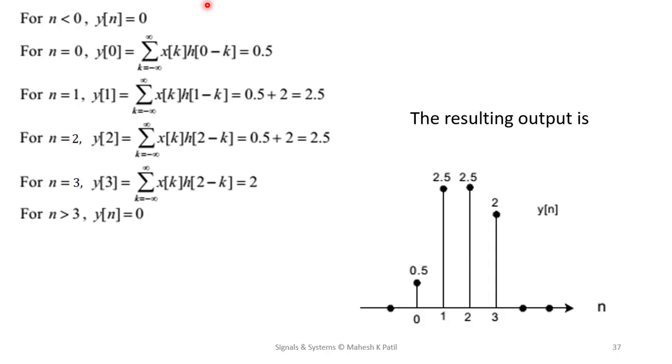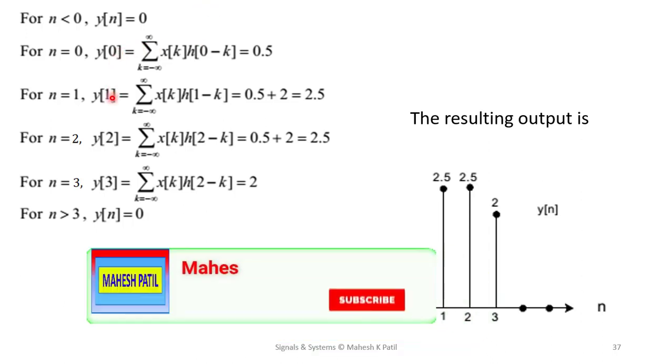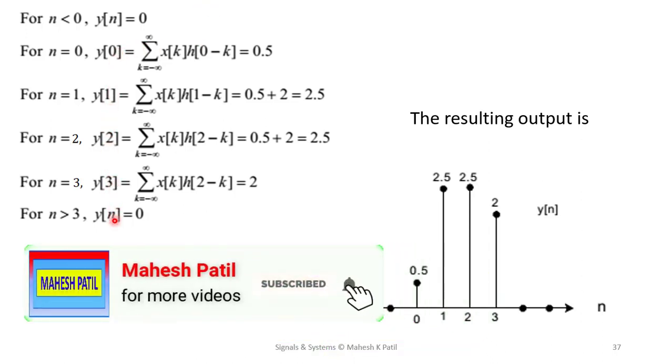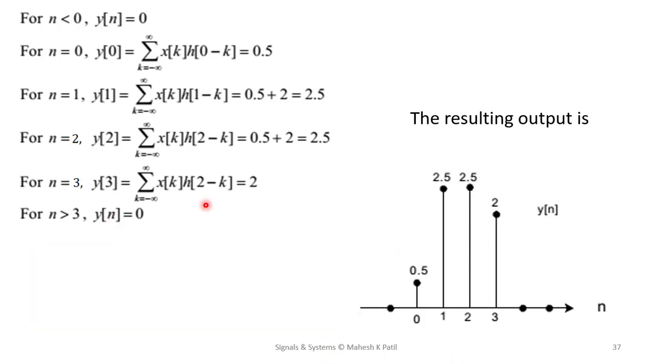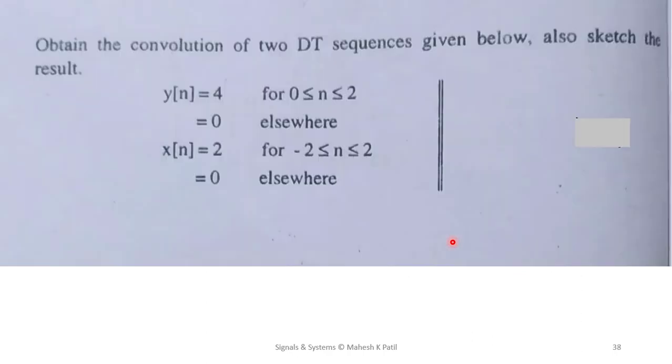Now if you represent this y of 0, y of 1, y of 2, y of 3 and y of n, if you combine all these, we will get this resulting output, final output y of n. So this can be written like this: y of 0 as 0.5, y of 1 as 2.5, y of 2 as 2.5, y of 3 as 2. Likewise, this signal is represented. So this is our final convolved output. Clear? Now we'll see the next problem.